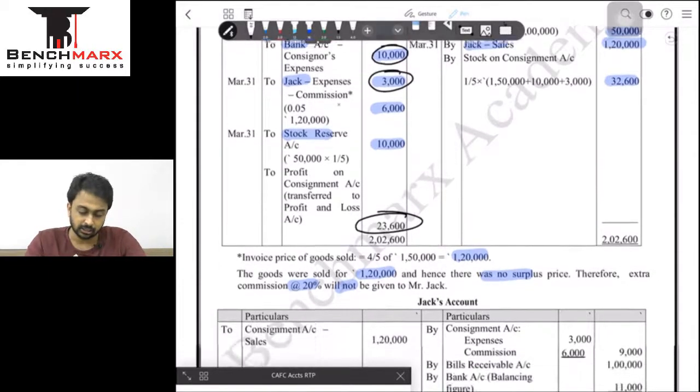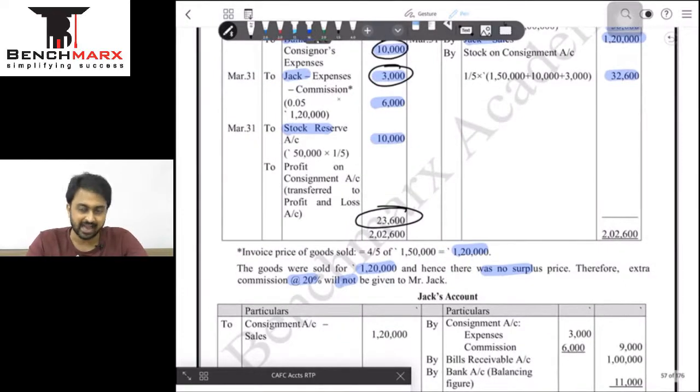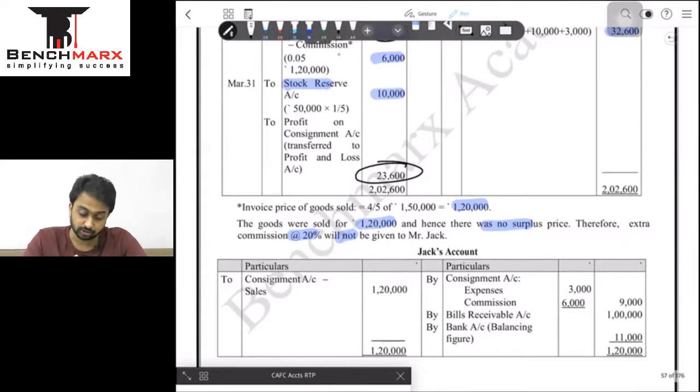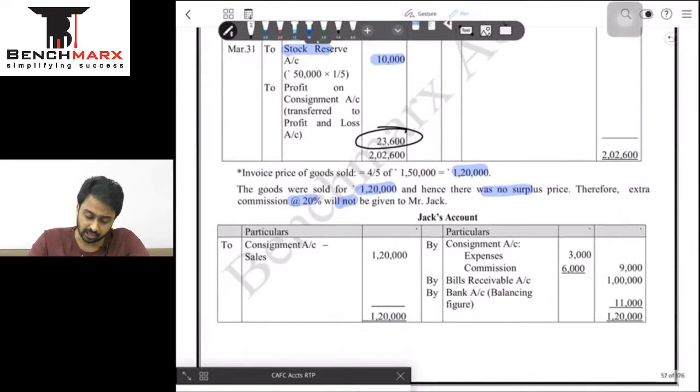This will enter the consignor's books of accounts as profit from the consignment, which is 23,600, and that is the profit of consignment. ठीक है. Then we have to make consignee account. We will first debit him for the sales because उसके पास अपना पैसा पड़ा हुआ है. We'll credit him for his expenses. We'll credit him for his commission.